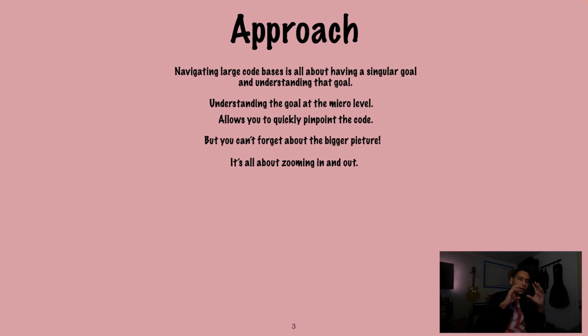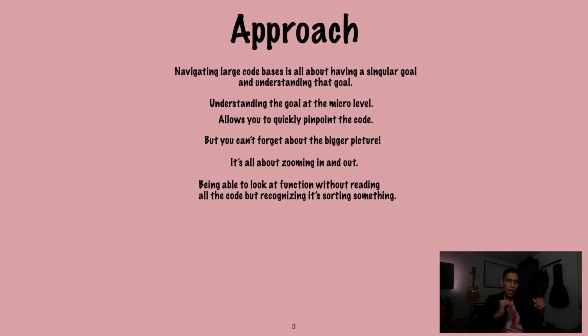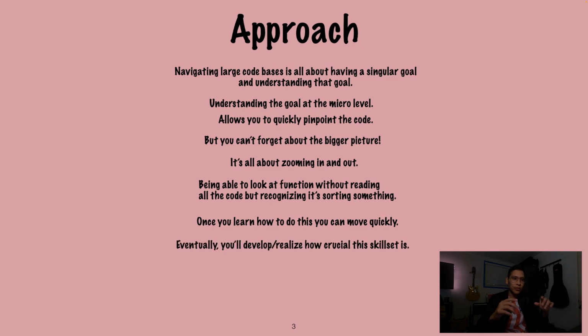So it's being able to look at a function without reading all the code, but recognize it's sorting something. And once you learn how to do this, you can move quickly. Eventually, you'll develop and realize how crucial this skill set is. All right, so let me show you the way.